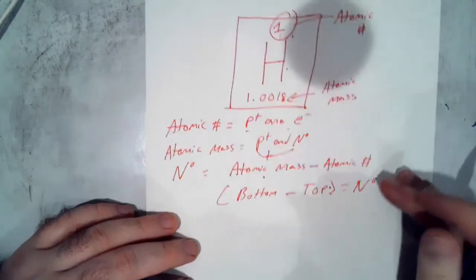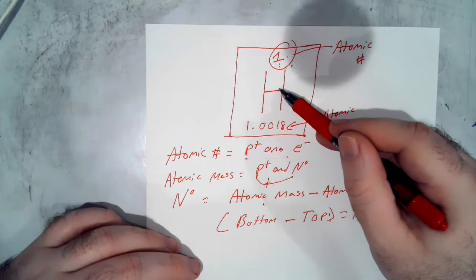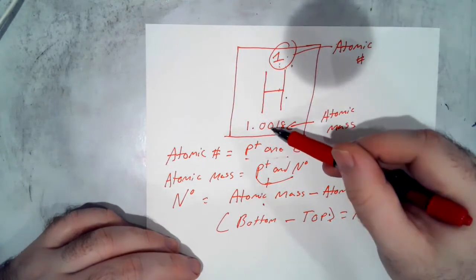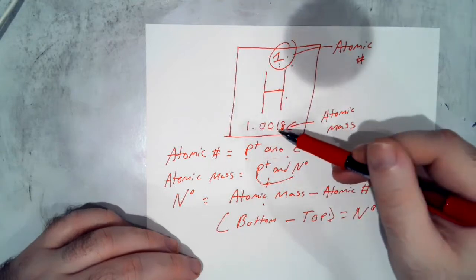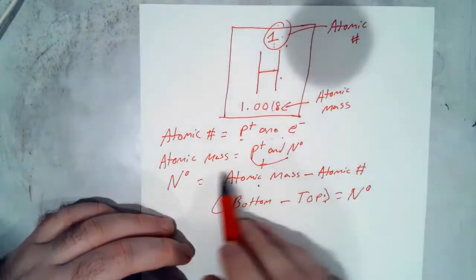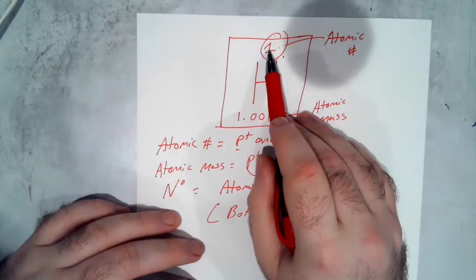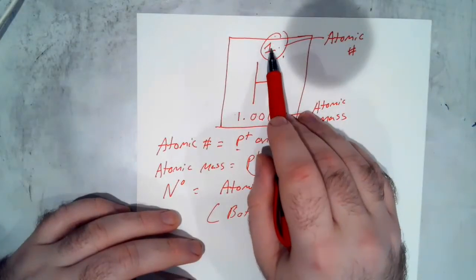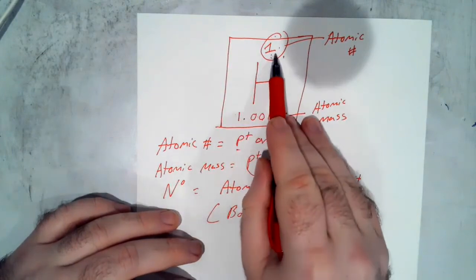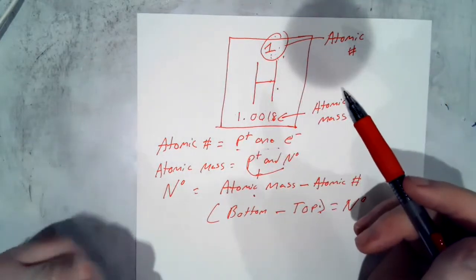But anyways, so yeah, this tells you protons and electron count. This tells you the symbol, which is important. And this tells you the sum of protons and neutrons in the nucleus. And then when you subtract these two, bottom minus top, you get the amount of neutrons. So therefore, in hydrogen, we have 1 proton, 1 electron. But then when we figure out neutrons, 1 minus 1 is 0. So there's 0 neutrons in hydrogen.